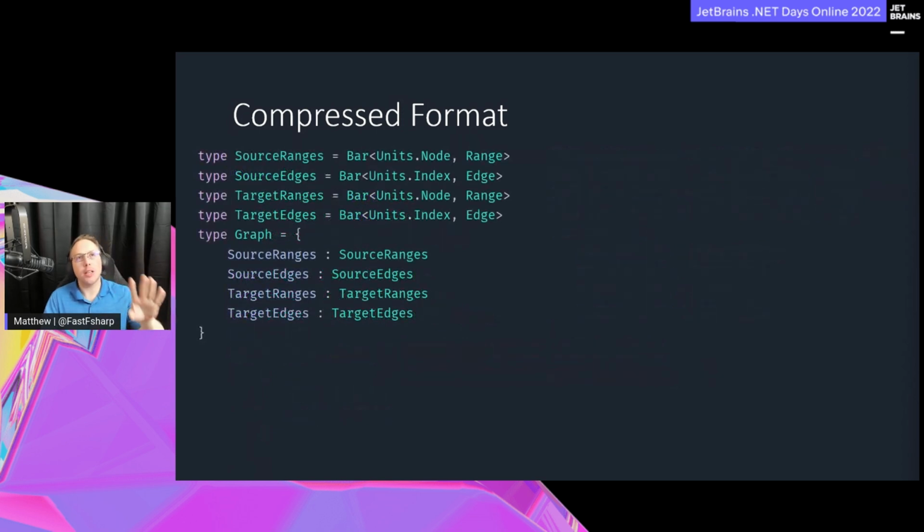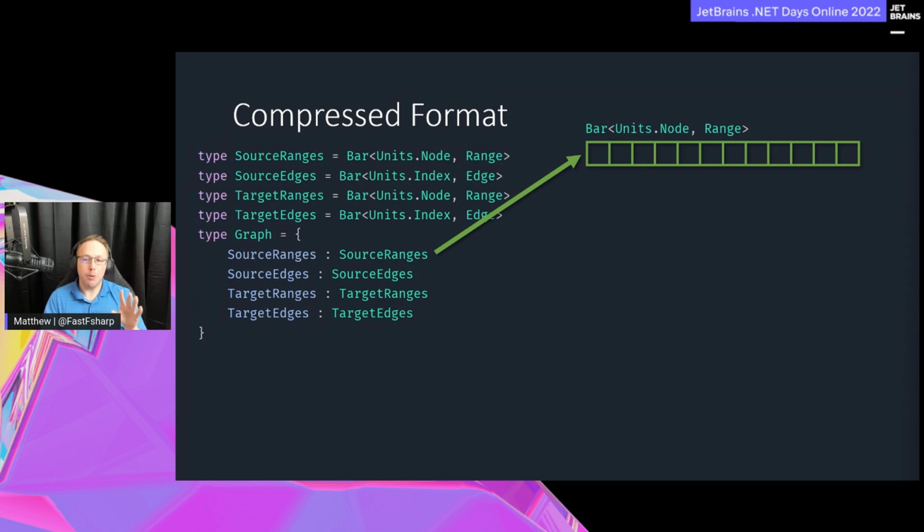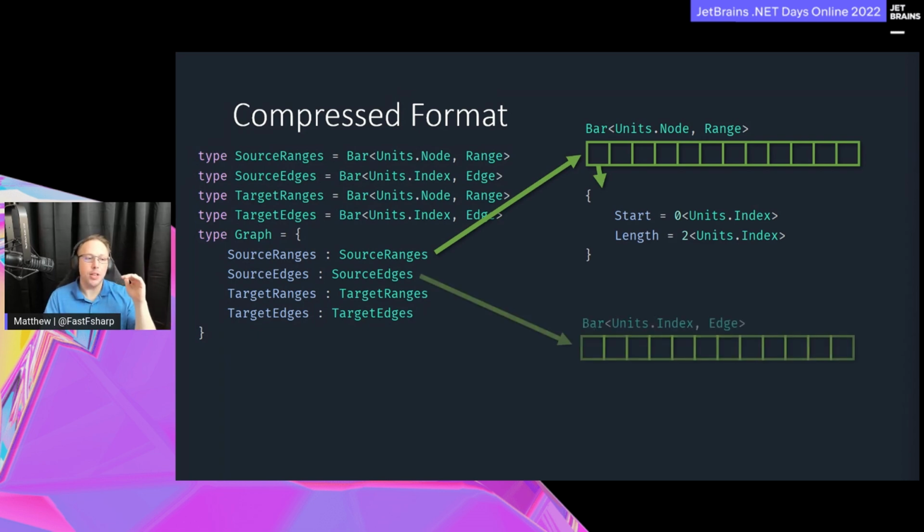So if I want to look up the target edges for node 0, what would I do? I would go to source ranges. I would look up that first value, and that would have a range in it, and that range would have two different indexes, a start and a length. I would then go to source edges and say, hey, this range is telling me to look at item 0 and for a length of 2. Those are the edges that I care about for node 0.